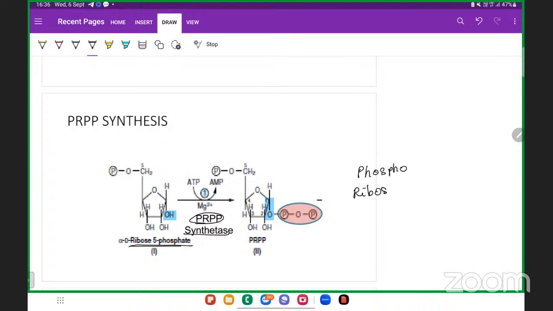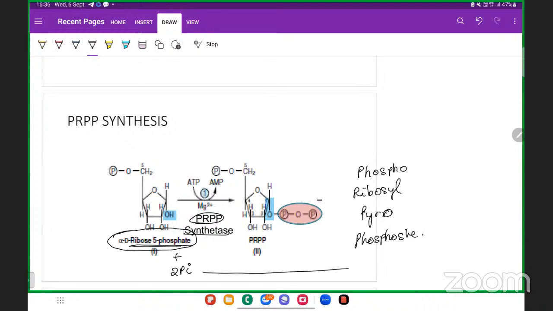Phosphoribosyl pyrophosphate. So what happens here? Nothing much, it's very simple. You have this ribose 5-phosphate, and along with it you add 2 phosphates to form this phosphoribosyl pyrophosphate. So first step is clear. Don't get confused by the structures; just remember the steps, and the steps can be asked in your exam.